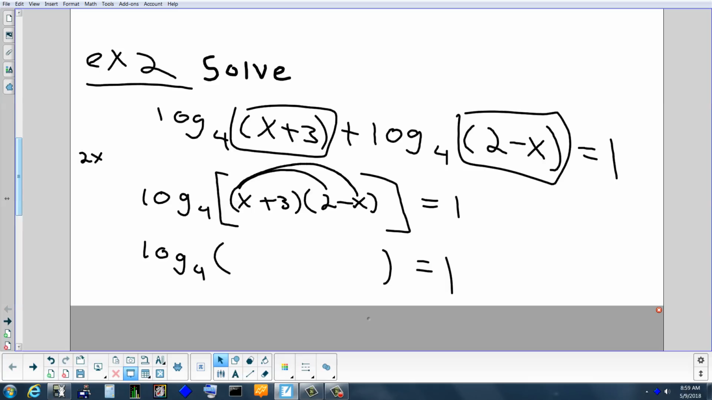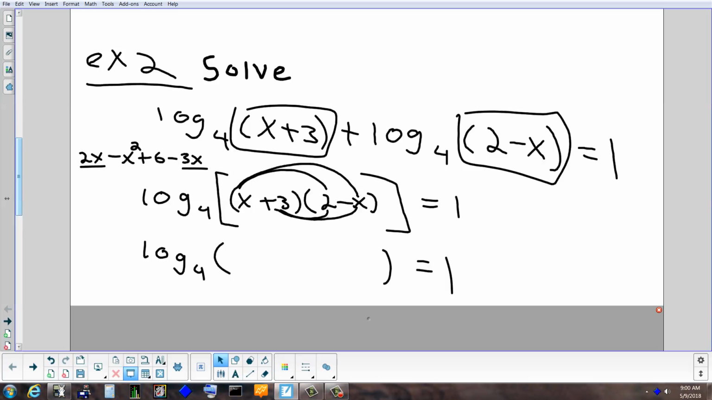Brady, what's x times negative x? Negative x squared. Yep, negative x squared. I have 3 times 2, which gives me plus 6. And Abby, 3 times negative x. Negative 3x. So here are the like terms I was talking about.